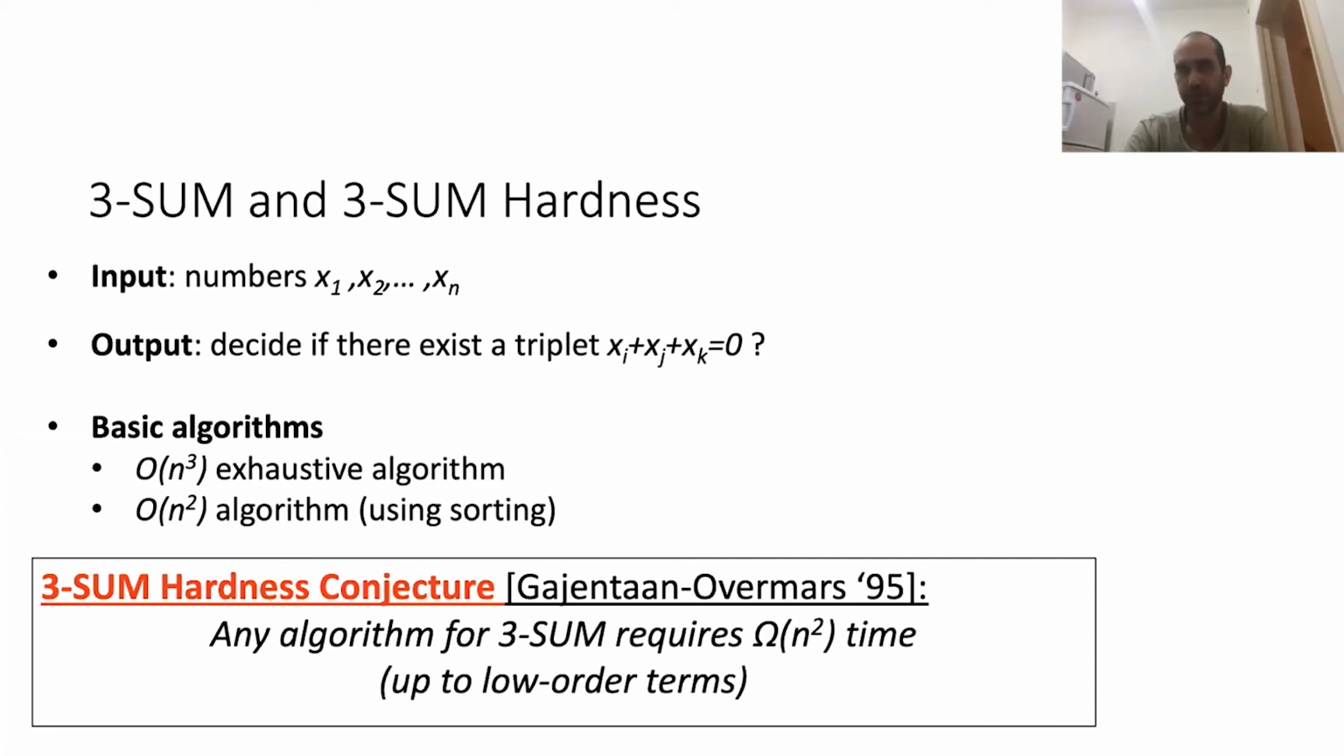This is like a problem from a basic class on algorithms. By traversing over all triplets, you can do it in n cubed time. And there are more clever algorithms. There is one which uses sorting, which does it in n squared time. And the three-sum hardness conjecture says that n squared is essentially the best you can do. So any algorithm requires at least n squared time.